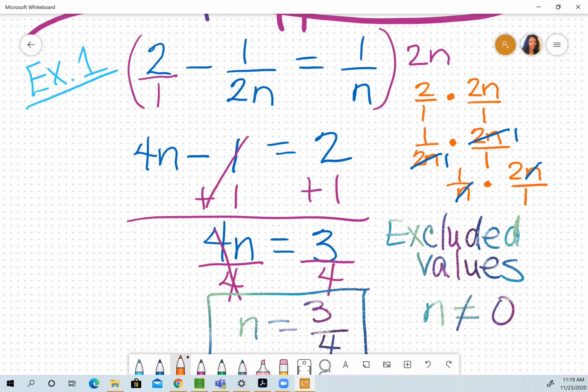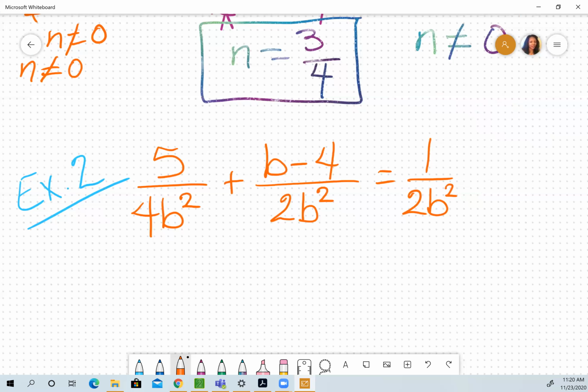So for those who need to see it, if I take 2n and I set it equal to 0, when I divide both sides by 2, n becomes 0. That's what we cannot have. And then the other one is simply n is equal to 0. So we can't have that to be the case. Anything that's going to make my denominator equal 0, I cannot use. It's called an excluded value.